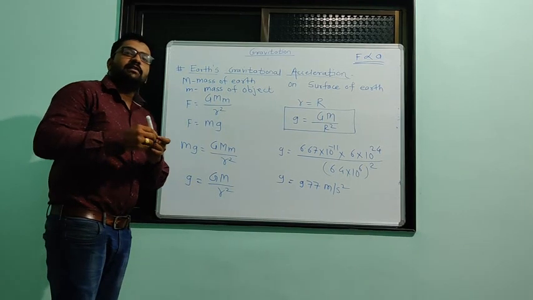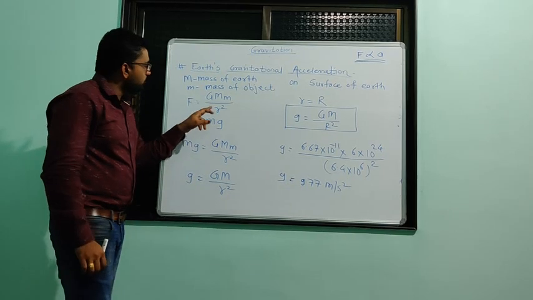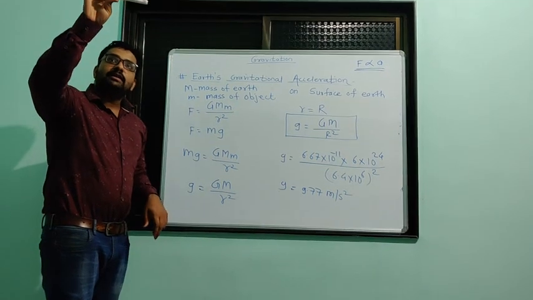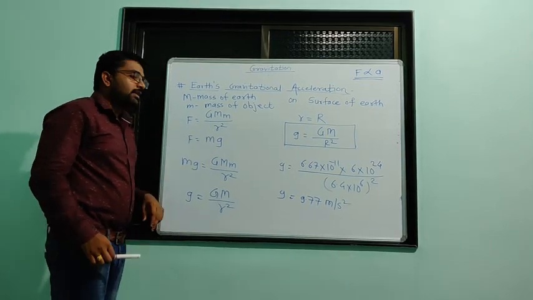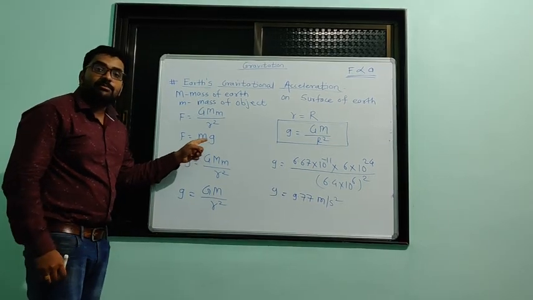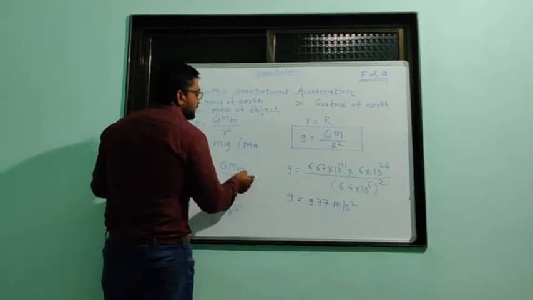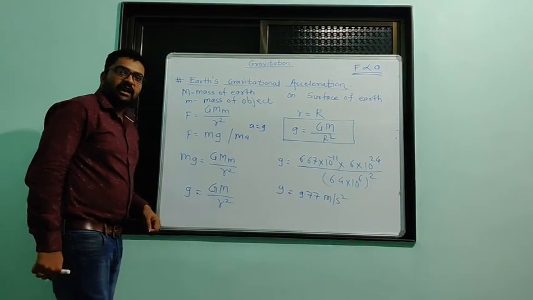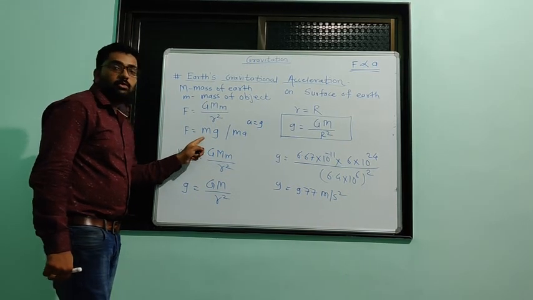Suppose this is the object, its mass is small m. So this force of attraction will be equal to G capital M small m divided by R square, and R is the distance between this object and the Earth's center. But according to Newton's second law, F is equal to ma. At the surface of Earth, a is equal to g.